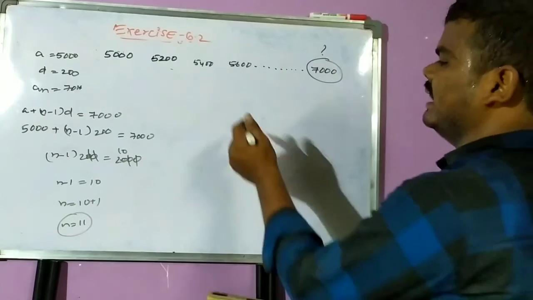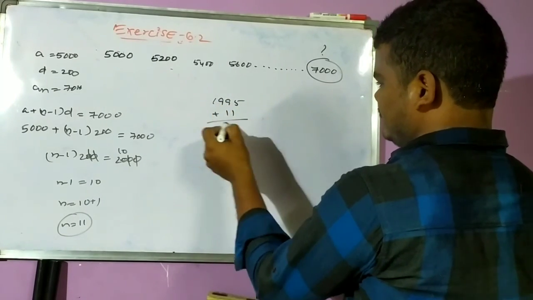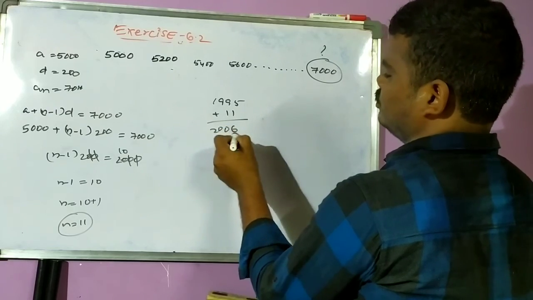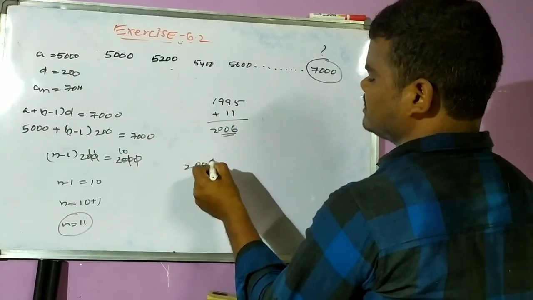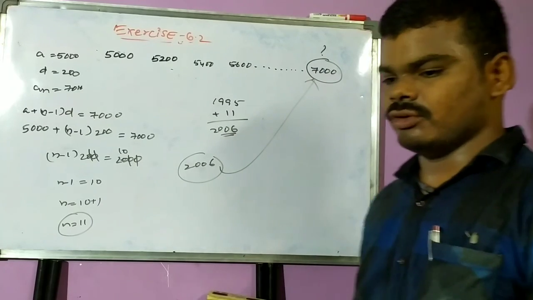The joining year is 1995. Adding 11 gives 2006. That means in 2006 he received the amount of 7,000. Okay.